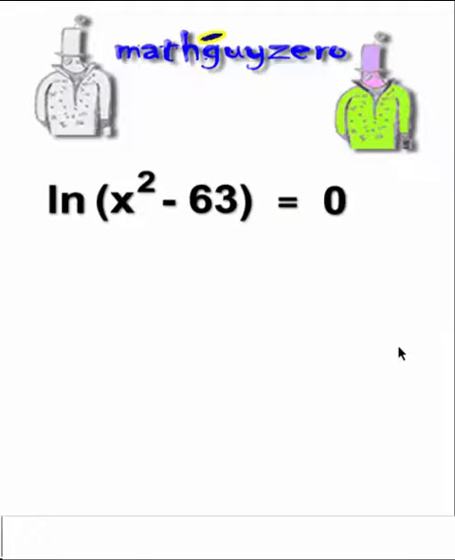This is a tough logarithm. And when it says equals 0, your eyebrows should be going up. This is going to be a strange one, okay? But let's go ahead and go through the process.